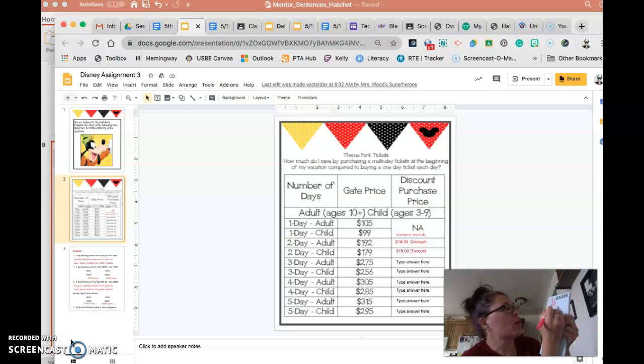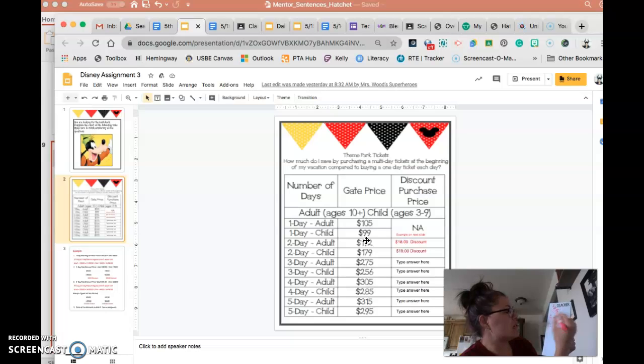Okay, so 5 times 2 is 10. We put down the 0, carry the 1. 2 times 0 is 0 plus 1 is 1, and 2 times 1 is 2. So that's going to cost me $210. But on a 2-day adult pass, it says $192. So I'm going to subtract $192 to find out how much money I saved.